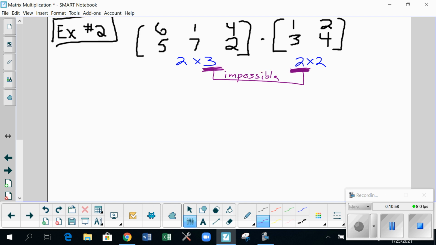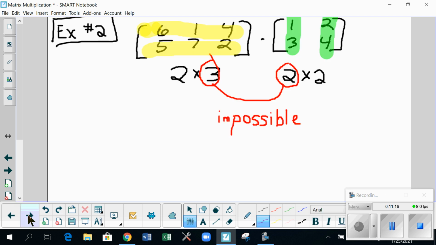And so when you multiply matrices, the order matters very much. It's very important in what order you multiply them. You'll get a completely different answer either way. I mean, in this case, it wasn't even possible to multiply these matrices if we flipped the order. Okay, here it is again. This is impossible. The inner dimensions do not match.